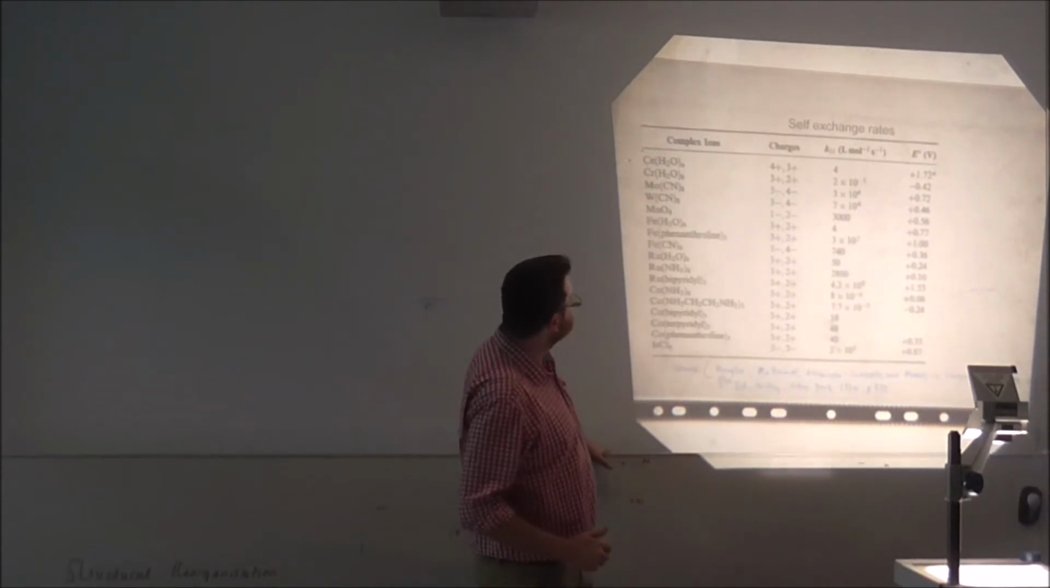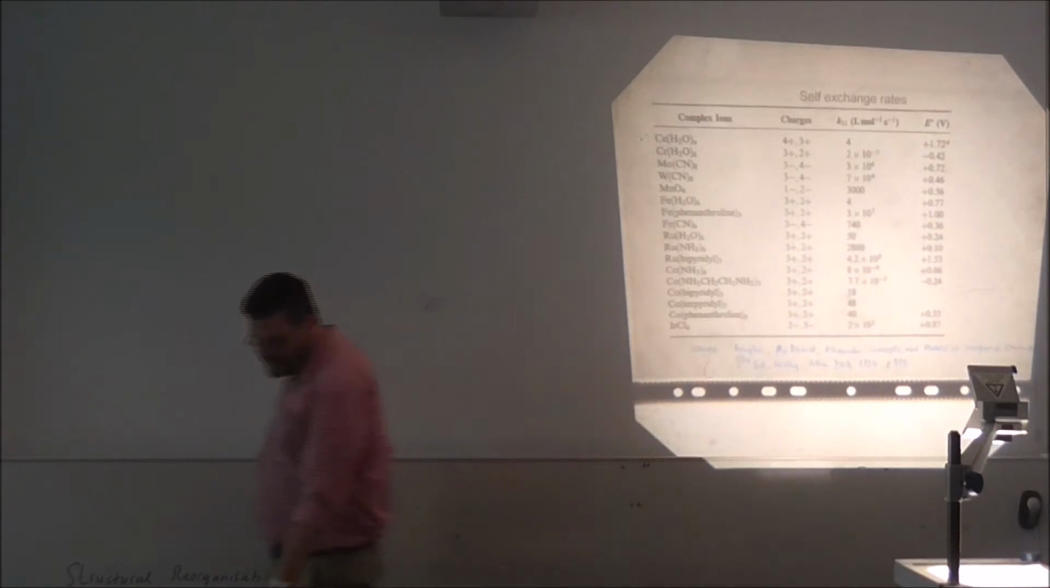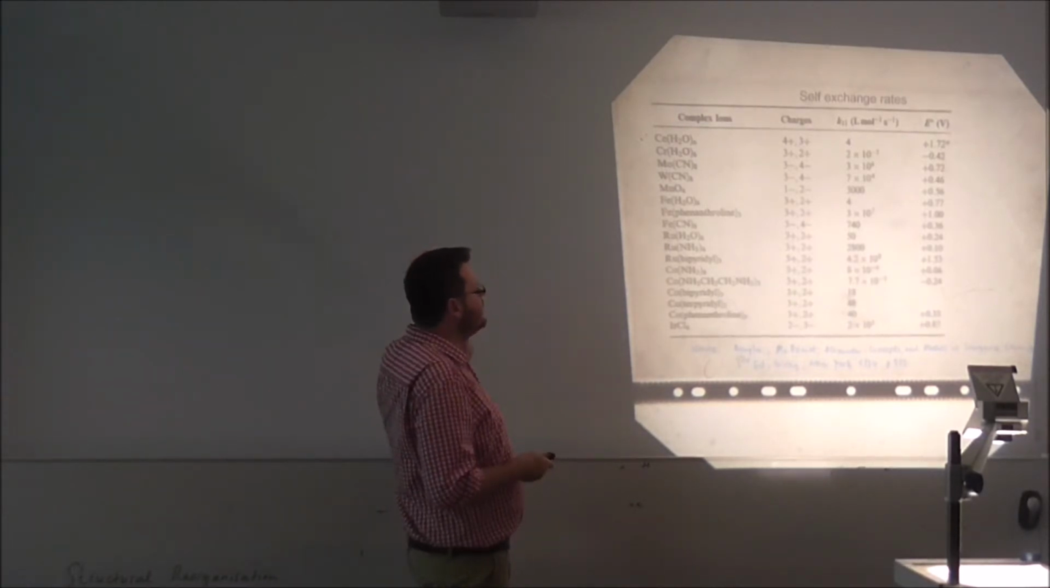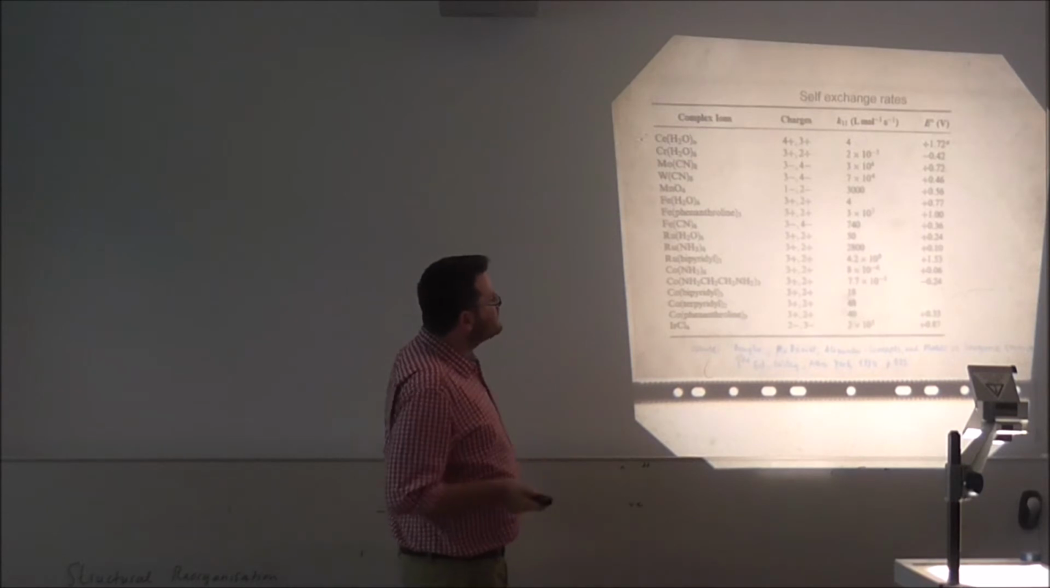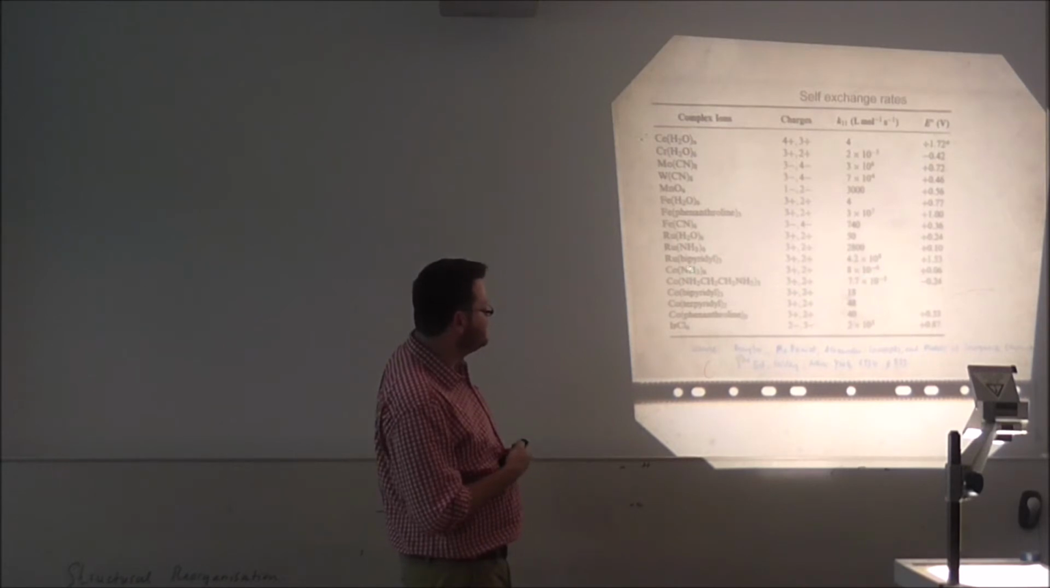That's nice and clear. So here we've got, again, a slide showing a series of metals and looking at the self-exchange rate of the electron transfer process between two of these, right? So let's have a look at some trends here. Look at this. Cobalt hexaamine, 10 to the minus 6.